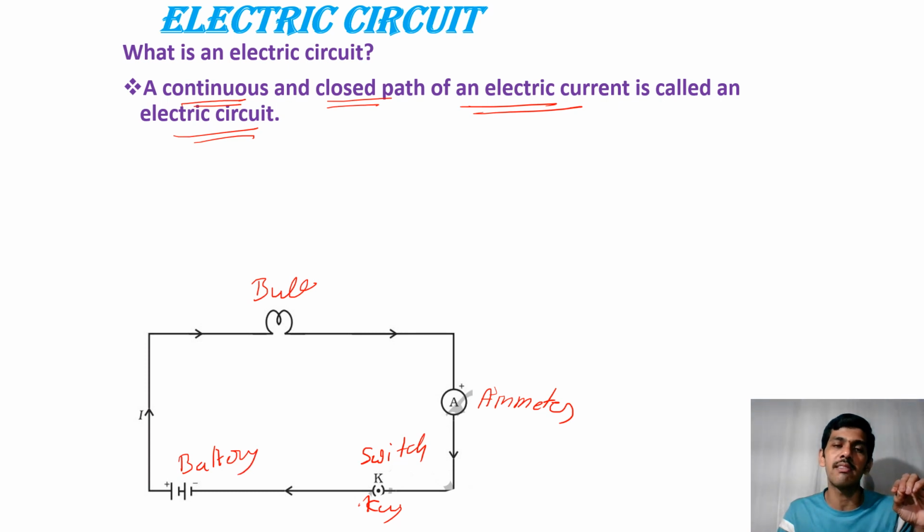All these symbols we will discuss in the later sessions. So these are all different circuit diagrams. This is the symbol used to measure bulb, and all these: ammeter, key, etc.